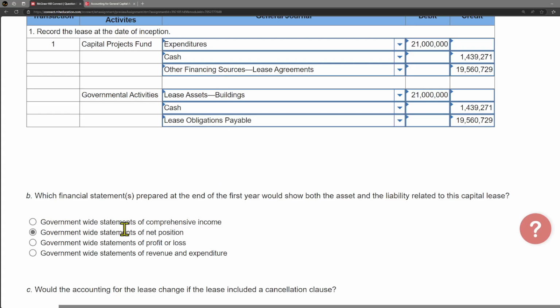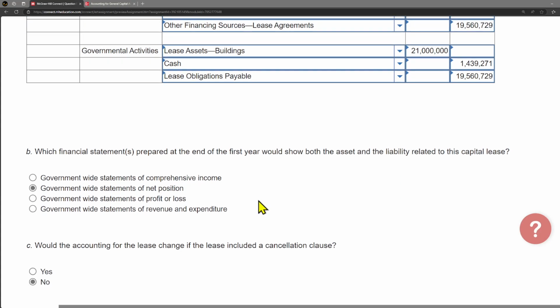Well, you notice all of these say government-wide. Net position is the balance sheet version of the government-wide statement. The income statement is the government-wide statement of activities and changes in net position. So those are the two. So net position is going to be our quote-unquote balance sheet for the government-wide statements. Would the accounting for the lease change if the lease included a cancellation clause? Nope. It'd stay the same.